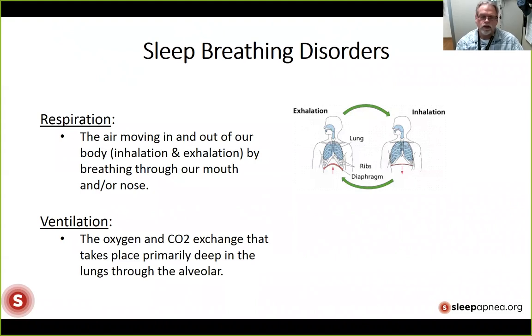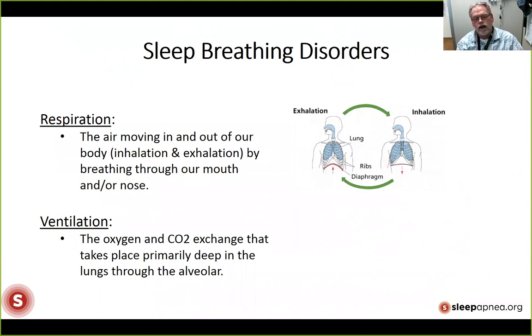And I'm showing you this slide because in order to understand the apneas, you have to understand a little bit about the process that we have to respirate and to ventilate and to breathe. So respiration is defined as the air moving in and out of our body. That's inhalation and exhalation. And we do this primarily through our nose, but our mouth is the alternate source of doing the breathing. And then ventilation itself is more internal in the body, and that's where the O2 and the CO2 cross into the bloodstream, where the lungs are pulling out the CO2, which is the byproduct of our cells, if you will, and replacing that with oxygen.